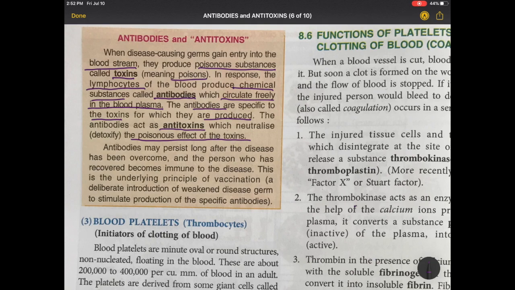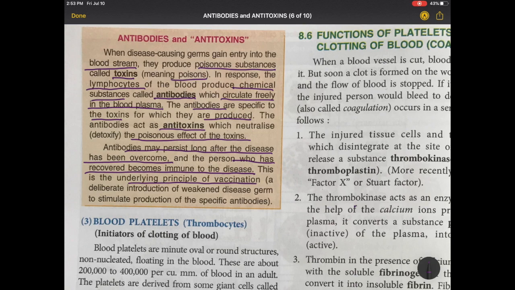Okay, now antibodies may persist long after the disease has been overcome. That is why the government is asking patients who have been cured of coronavirus to donate their plasma, because the antibodies will remain in their plasma for a long time, and the person who has recovered becomes immune to the disease. If the coronavirus again enters that person, what will happen? That person will already have the antibodies, and the antibodies will act against the virus. So this is the underlying principle of vaccination.